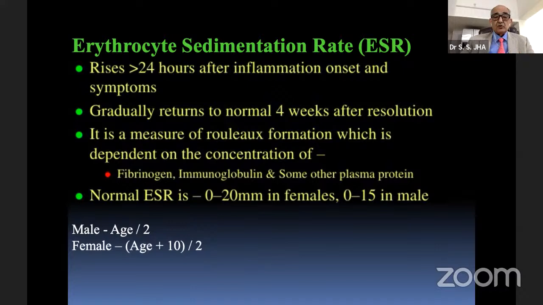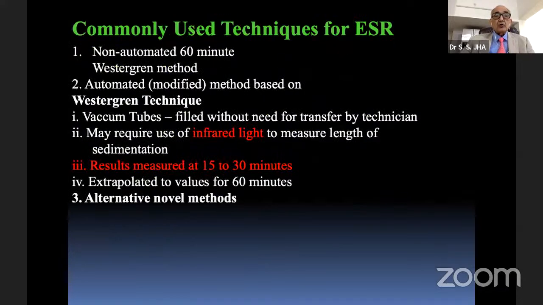Normal ESR is 0 to 20 in females and 0 to 15 in males. But the rule of thumb formula is that for males, age divided by 2. So for a 70-year-old male, 35 should be the normal ESR. For females, add 10 to the age and then divide by 2. So that should be taken as normal. Now, commonly used techniques are non-automated, which we are used to, and automated. The automated ones use infrared light, and even in 15 minutes the results can be given.